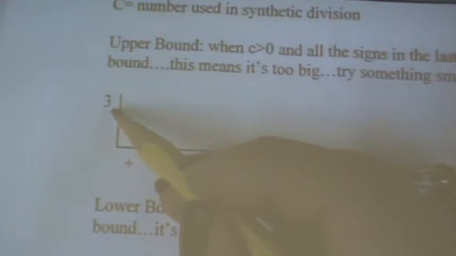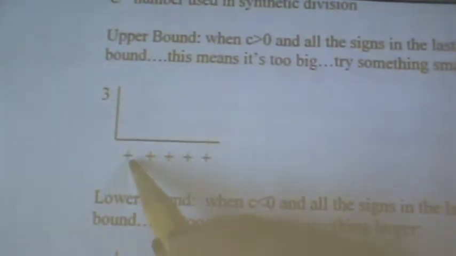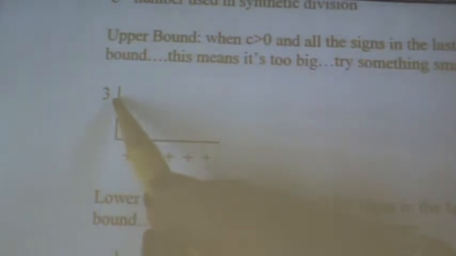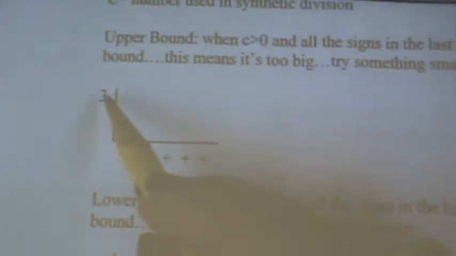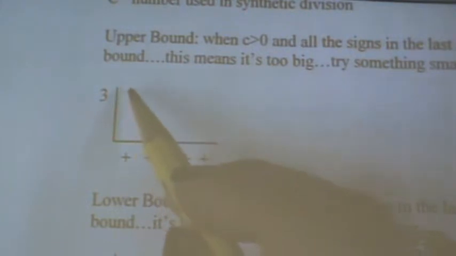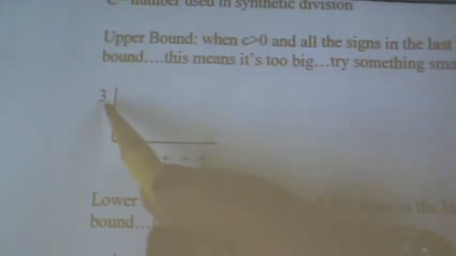So here's your hint. These are the possible numbers that you're testing. If you test a positive number and you get all positive numbers at the bottom, that number's too big. That's called an upper bound number. So don't do anything larger than 3 because 3 is too big, so don't try 4, 5, 6, 7, 8, whatever's in your possible list.